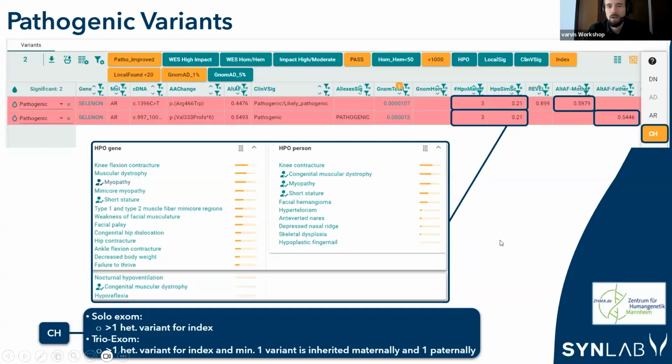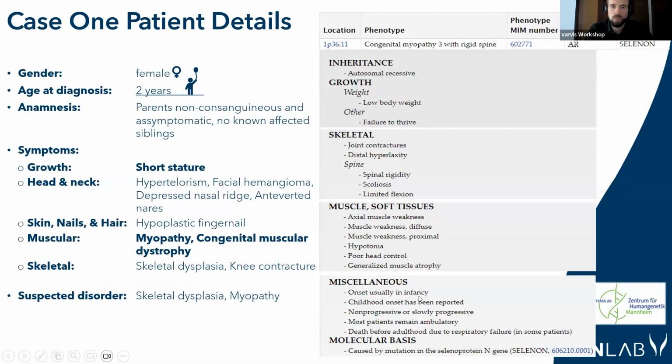So we decided that it's not actually covering the whole phenotype because, for example, the facial abnormalities and the skeletal dysplasia were not really matching, and this also fits to the moderately high HPO SIM score. And this you can also see when you look at the phenotype. Some of the symptoms are matching, while others don't really match. So we got a nice finding, which explains at least partially the phenotype of the patient.